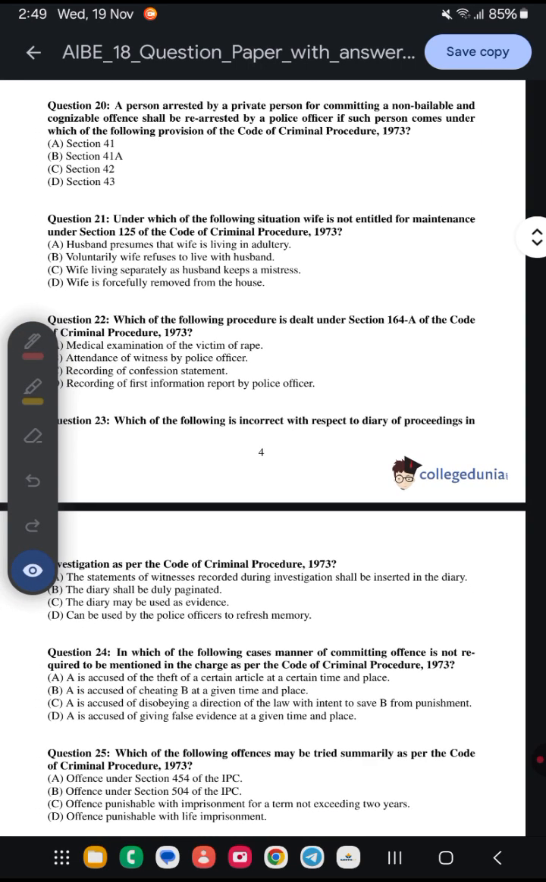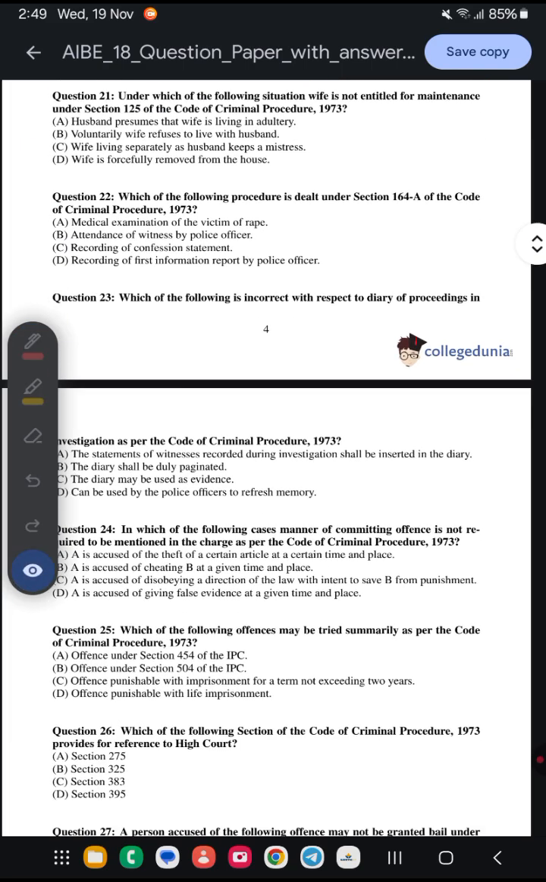So the next question is question number 20. A person arrested by a private person for committing a non-bailable and cognizable offence shall be re-arrested by a police officer if such person comes under which of the following provisions of CRPC? So the direct answer to this question is section number 41. In this section, the police officer is empowered to arrest a person without a warrant, like in cases involving cognizable and non-bailable offences. So this is the answer. Next is question number 21.